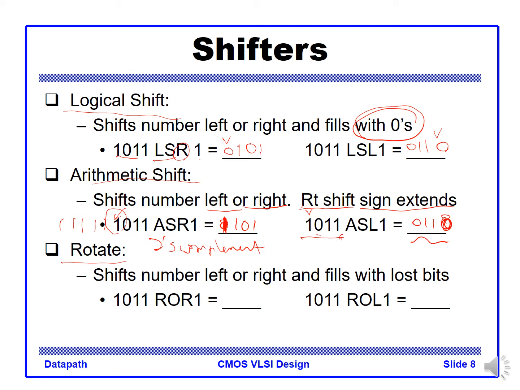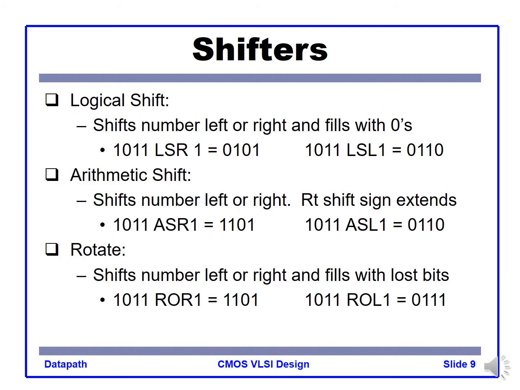But for the rotate, we are rotating bits to the left or right, filling in with the lowest bit. For example, rotate to the right, so this one goes to here, and the lowest bit goes to the front, right? That one goes to the front. Rotate to the left, as this one goes to the left, and then this lost bit will go to the LSB, so 0 1 1 1, right?